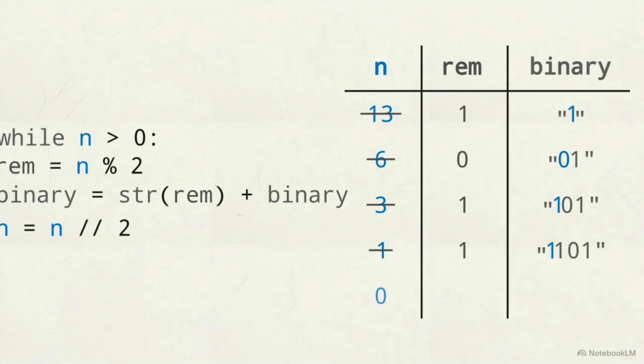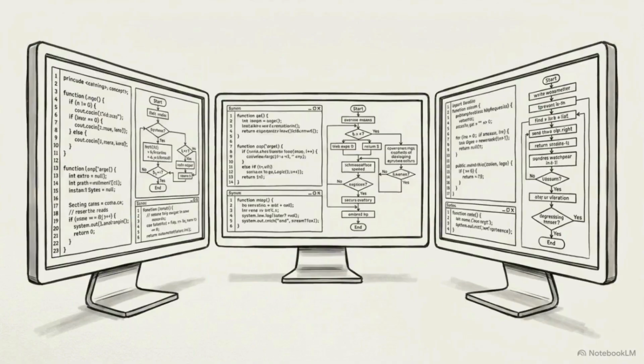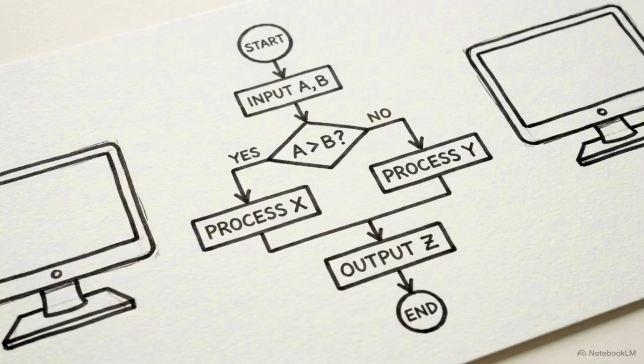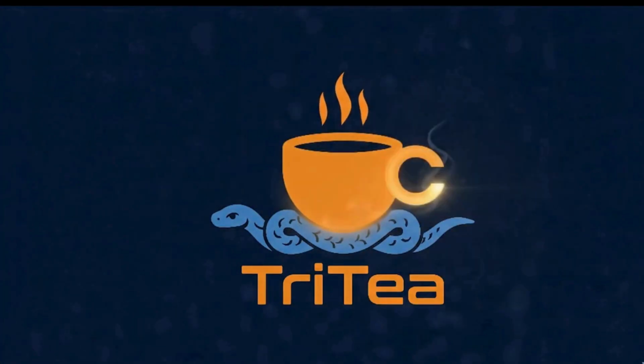When the loop checks its condition again, n is exactly 0. It is no longer greater than 0, so the loop terminates immediately, leaving us with our final, correct binary string. By grasping this specific loop structure and string manipulation, you can solve this conversion problem in Java, C, or Python. The syntax will change, but the logical flow never does. Now let's see how the code looks in C.